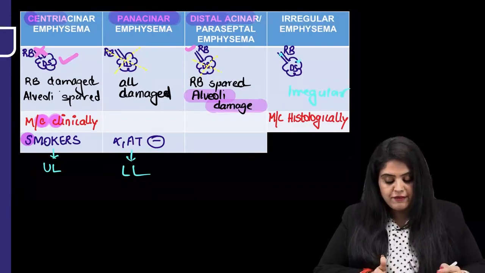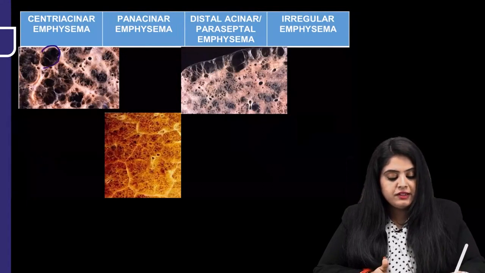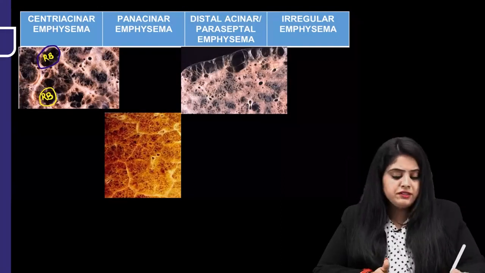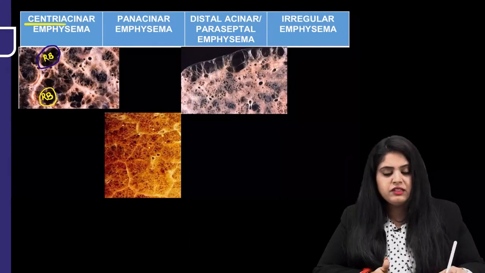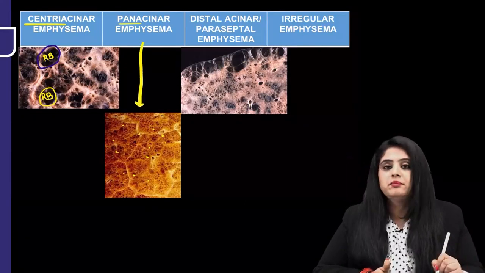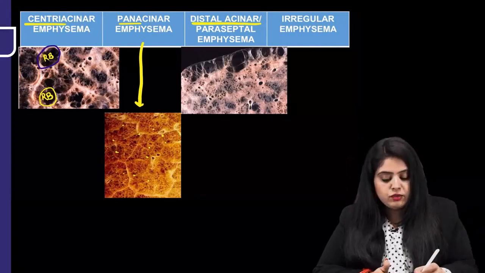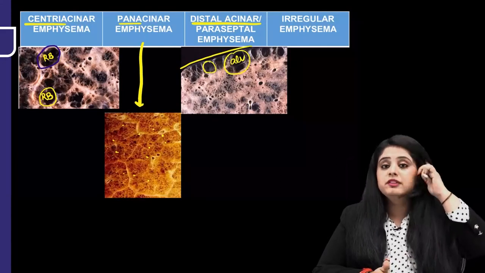So let me take a very, very quick test over here. If I say that only the central part, central matlab respiratory bronchiole is damaged, you will say central part damage hua hai, that is centri-acinar. If I say everywhere you are seeing this dot, everything has gotten damaged, that is pan-acinar. And if I say only the distal part, you can see now right next to the covering, only the distal part has been damaged, the alveoli have been damaged, this means it is distal acinar.